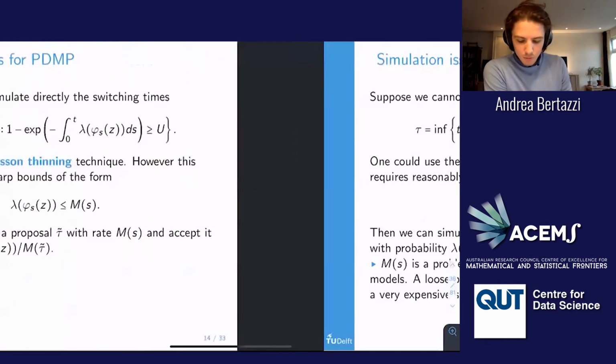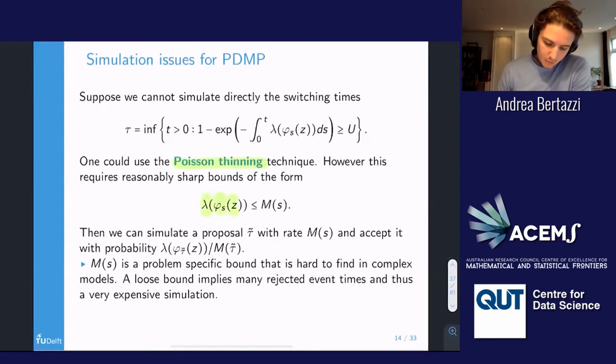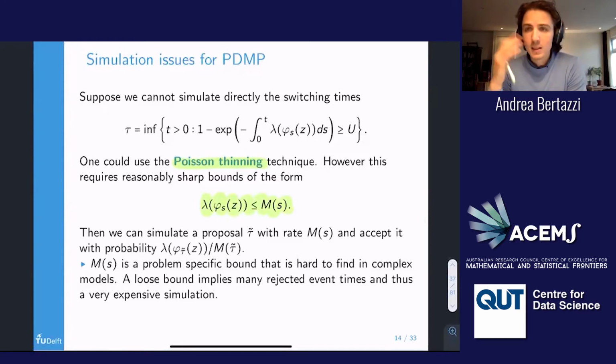Okay, in general, I don't want to spend too much time on this, but there is a technique called Poisson thinning that perhaps some of you are familiar with. This allows you to simulate the switching times, even if you cannot solve the integral exactly, but the way in which you do that requires a bound of this form. In particular, you need the bound to be tight, and if it's not, you will have a very poor efficiency of your simulation, meaning it will be very expensive.